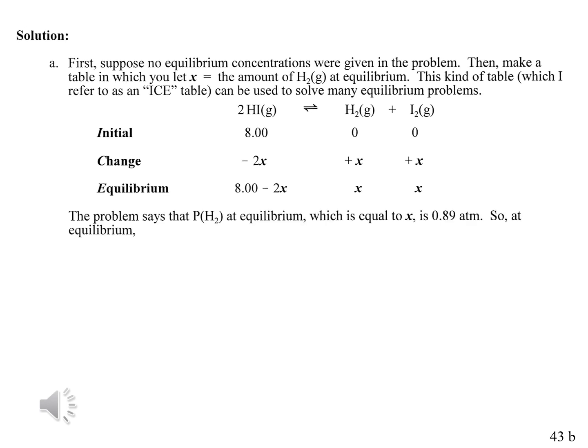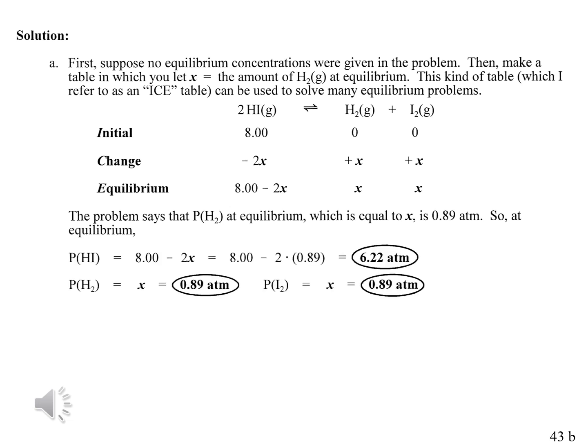Because those three words at the left start with the letters ICE, you can call it an ICE table. Some people call it an ice box, but nobody knows what an ice box is anymore, so I call it an ICE table. And the problem tells you that the pressure of H2 at equilibrium is 0.89 atmospheres. So that will give you x.